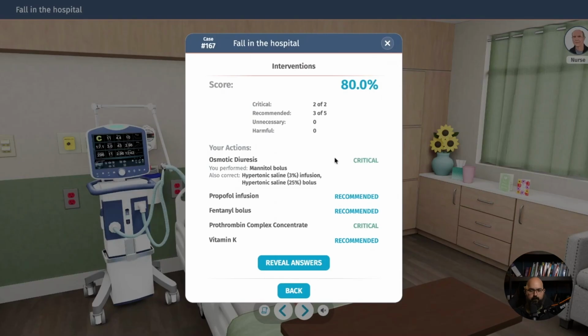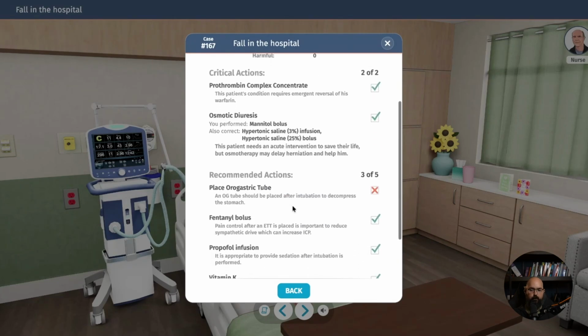And let's jump down to the interventions. I'll talk about some of these right away. Osmotic diuresis is critical. It's important, but the most critical intervention in this case is surgical evacuation. Mannitol can help you for a little bit, but really you need to get them to an OR. Let's see, propofol infusion, which we did. Fentanyl bolus, we did. PCC, we did. Vitamin K, cool. What did I miss?